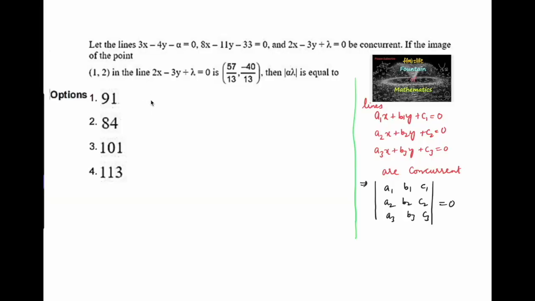Given that the three lines 3x minus 4y minus alpha is equal to 0, 8x minus 11y minus 33 is equal to 0, and 2x minus 3y plus lambda is equal to 0 are concurrent. So let us use the condition here. We can write the determinant with rows 3, minus 4, minus alpha; 8, minus 11, minus 33; and 2, minus 3, lambda. The determinant is equal to 0.